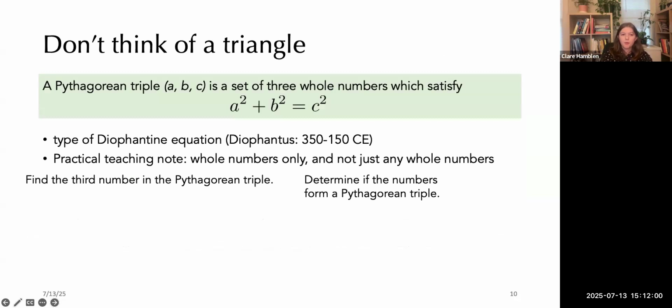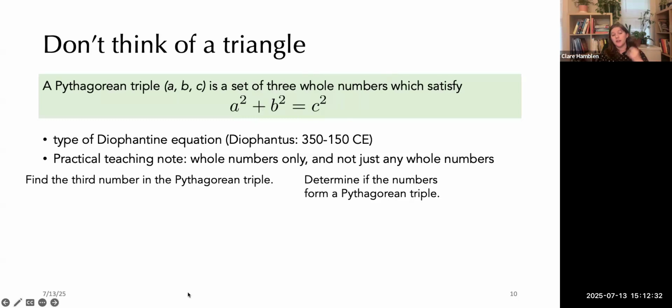I kind of did this before, but it is a set of three whole numbers which satisfy this particular numeric relationship. This is a type of Diophantine equation, and I say that just to illustrate that this is actually an intrinsically interesting question on its own, even without the application, the visualization into geometry. Exploring patterns within Pythagorean triples, finding them, working with them is itself a very rich and deep subject.